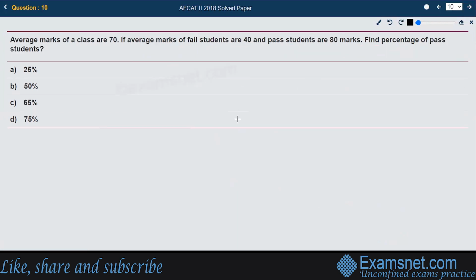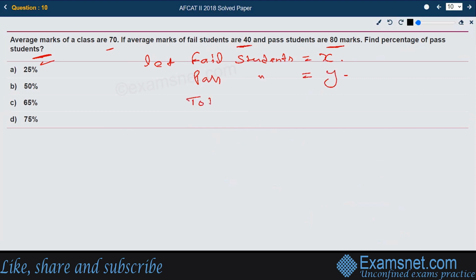Question number 10, he says average marks of a class are 70. If average marks of failed students are 40 and pass students are 80, find the percentage of passing students. How many percent of students have passed? So let us say, let the number of failed students be X, and let's have the number of pass students as Y.